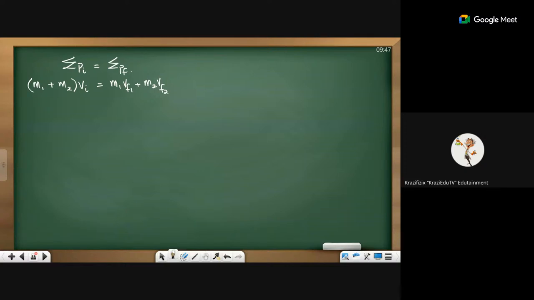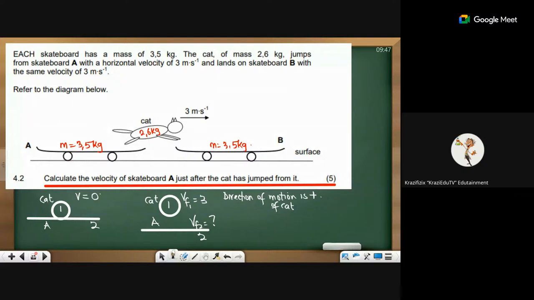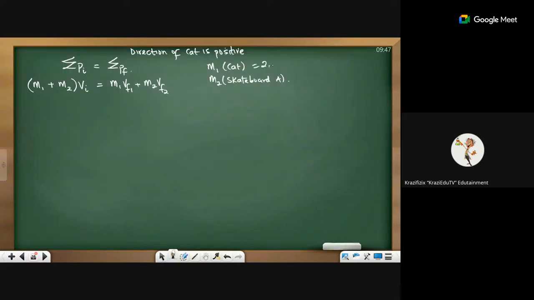Remember, let's put a note there. Direction of cat is positive. This is very key. Now, what is M1? M1, we talk about the cat. M2, we talk about what? Skateboard A, just for us to be able to quickly see. What is M1? What is the mass of the cat again? 2.6 and 3.5. Okay, so let's substitute.